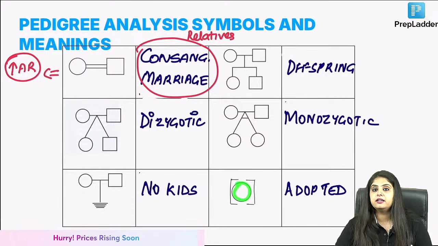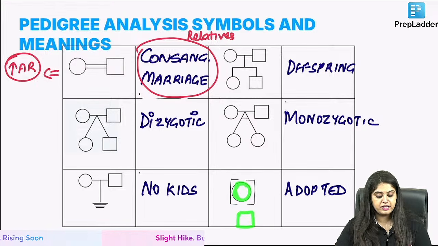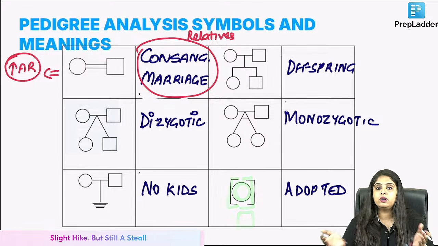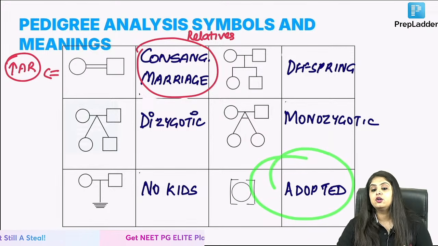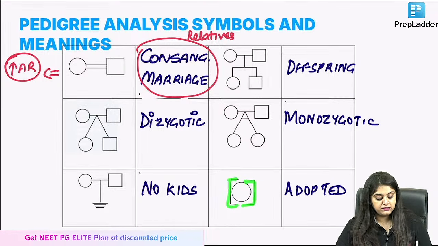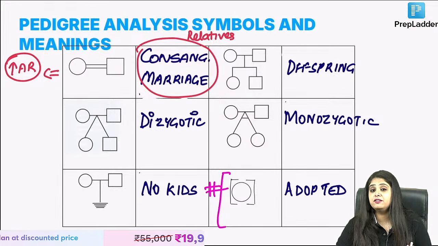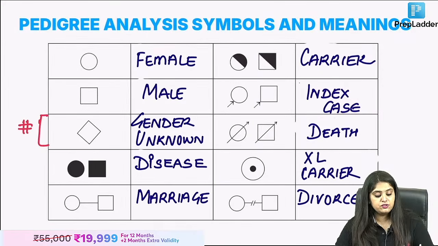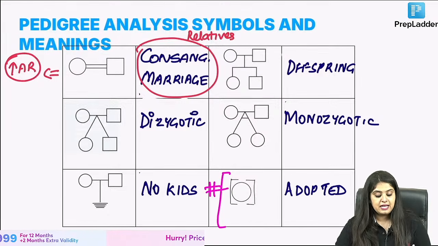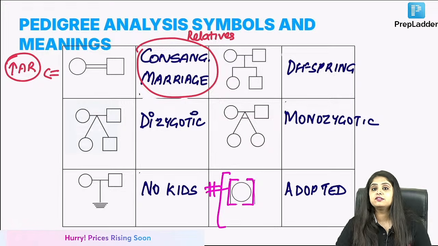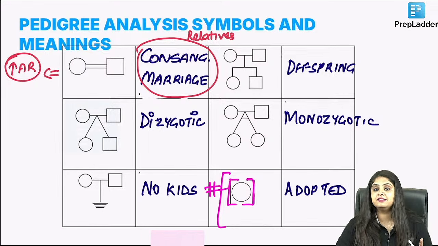And if I make a kid, whether it is a round or a square, and the 2 brackets are going to adopt it, that is known as adoption. This square, now this is another thing I'm highlighting. 2 things I feel which have never been asked. One is this gender unknown, which I feel has not been asked, and one is this adoption that has not been asked, which could be asked in the INI-CET exam.